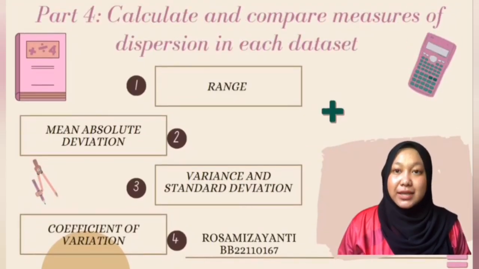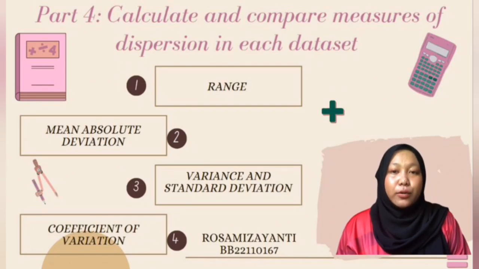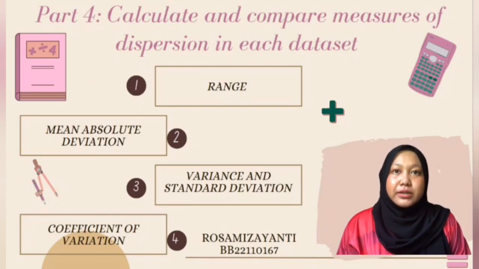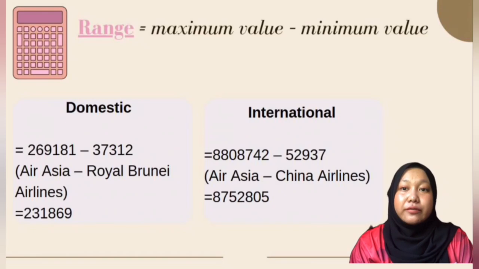Hello, my name is Rosami Zayanti, my matric number BB2211067. I will present part 4, which is calculate and compare measures of dispersion in each dataset, which is in chapter 4. For this part, I will do 4 calculations, which is range, mean absolute deviation, variance and standard deviation, and last is coefficient of variation. This is the formula to calculate range.